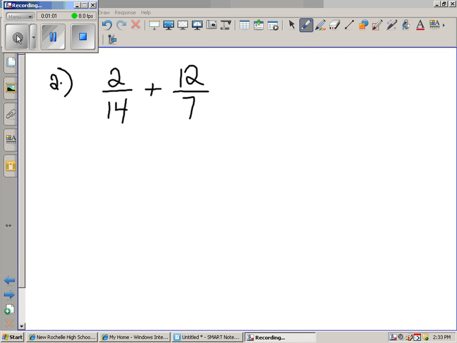Hold on. All right, so now we're adding two fractions, but they don't have the same bottoms. Like, check it out. Bottom is 14 here, bottom is 7 here. Now, you can only add or subtract two fractions if they have the same bottoms. So, anybody remember what you have to do from algebra?